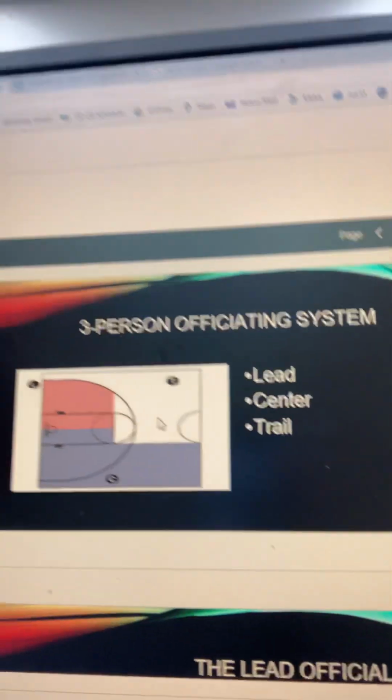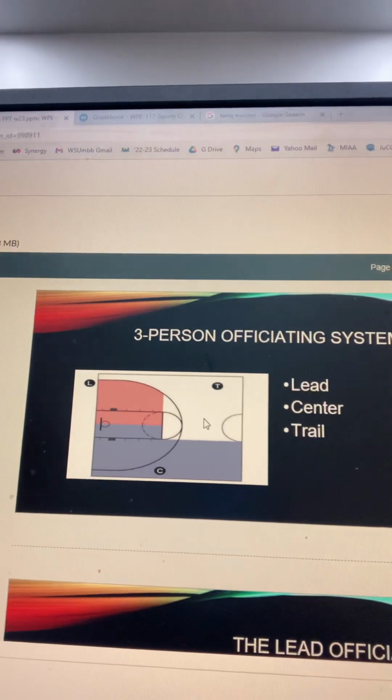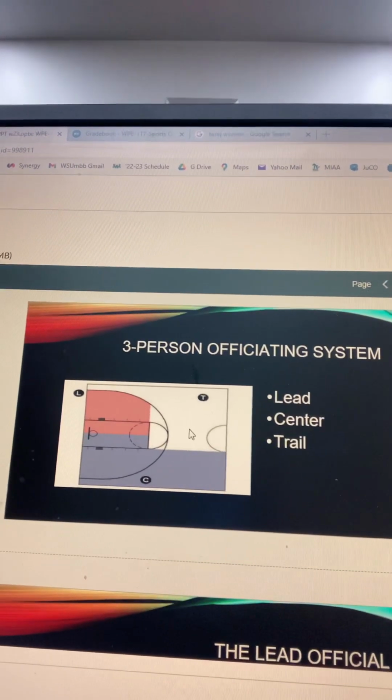So what I'm going to do is explain the main concepts of the lead, center, and trail official right here, right now. As I work through the PowerPoint, you look at the lead, the trail, and the center official. One important thing to understand is that the lead and the trail official will be on the same side of the court, and the center official is going to be on the other side of the court. That's what we're looking at in reference to their positioning.